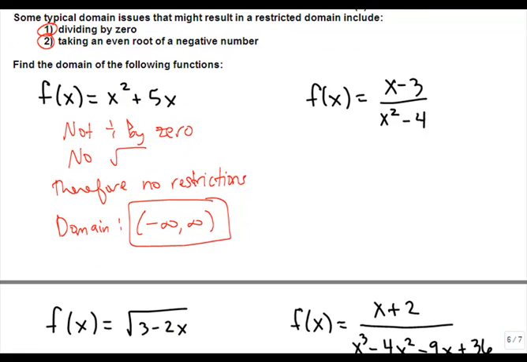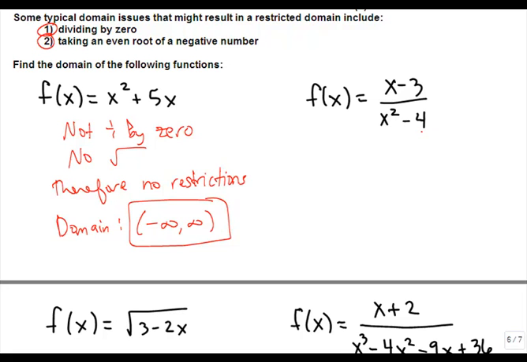Okay, let's try the next one. Now we have the function x minus 3 over x squared minus 4. So again, the two things that you need to worry about are: are you ever going to be dividing by 0 potentially, and are you ever going to be taking an even root of a negative number? Now again, this one does not have any radicals involved at all, so there's no potential for ever trying to take the square root of a negative number, so we don't have to worry about that.